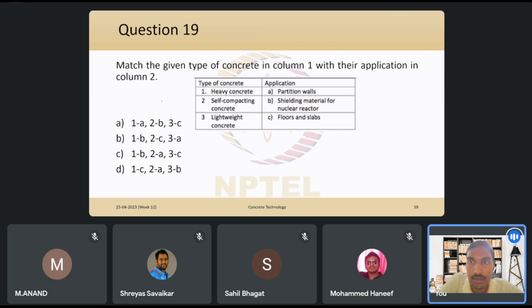Okay, question 19 is, we are given three types of concrete and three different applications. So we want to match which type of concrete is used for which application. The types of concrete are heavy concrete, self-compacting concrete, and lightweight concrete. And the three applications are partition walls, shielding material for nuclear reactor, and floors and slabs. So the matches are 1A, 2B, 3C; 1B, 2C, 3A; 1B, 2A, 3C; and 1C, 2A, and 3B.